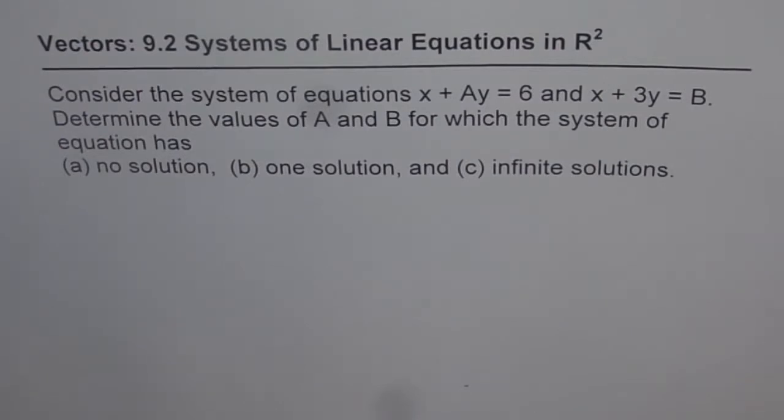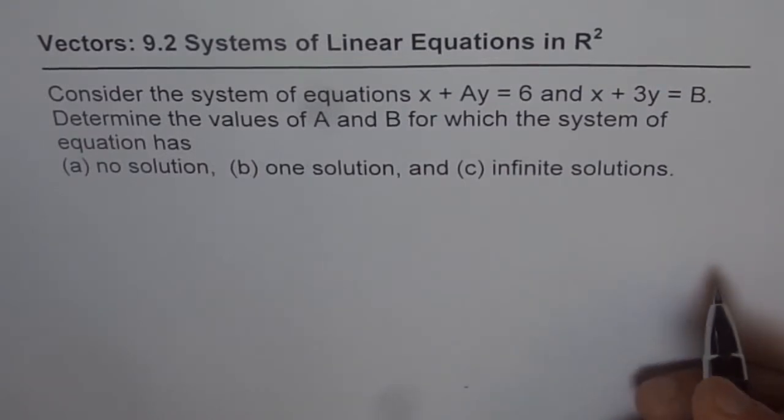Consider the system of equations x plus ay equals 6 and x plus 3y equals b. Determine the values of a and b for which the system of equations has no solution, one solution, and infinite solutions. So this is an excellent example to start with. It kind of explains the whole thing, right?